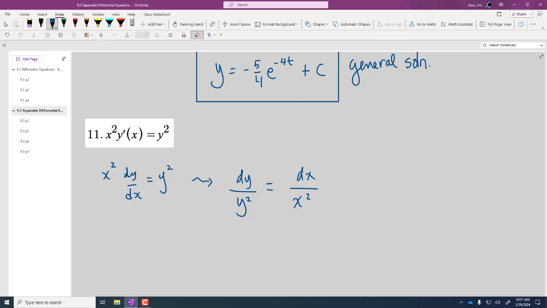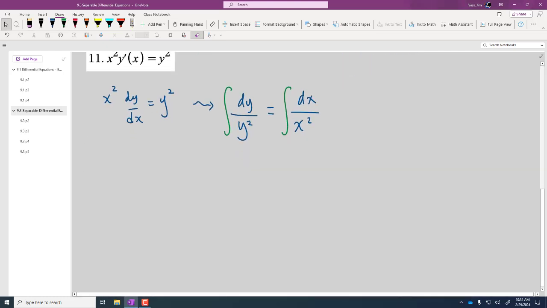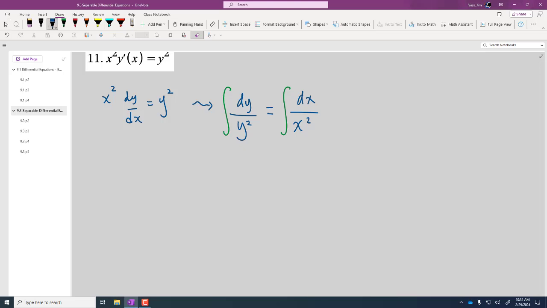And then we do the integration of both sides. Left side with respect to y, right side with respect to x. You may need to rewrite, depending on your preference. Some people don't need to put it in the numerator. Most folks prefer to have that rewritten like that before doing the power rule.